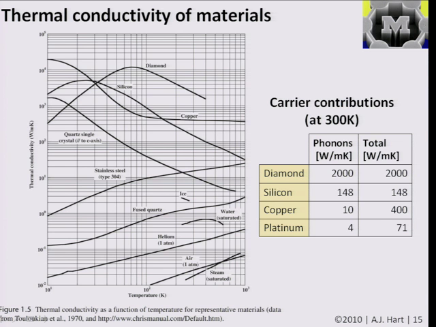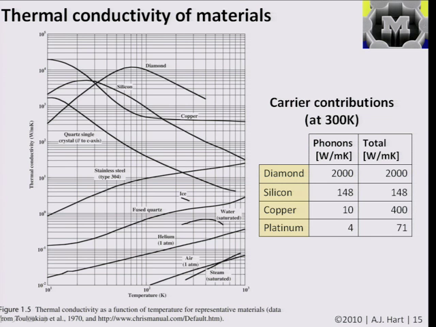And then in between here you see metals, like copper, platinum would be in here somewhere, steel. And you'll notice that metals, there's a big range of metals, and the reason is because in metals there's a lot of electrons, and they carry heat as well. So depending on how many free conduction electrons you have, the electrons can contribute a lot to the heat flow.